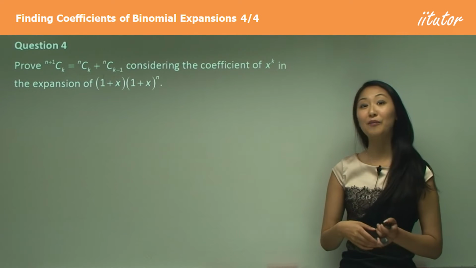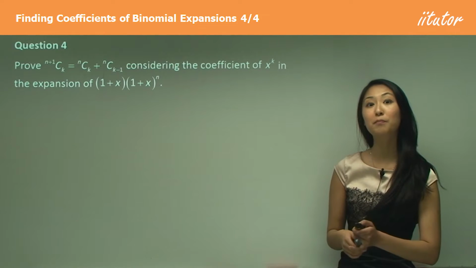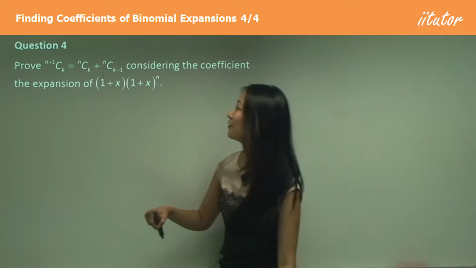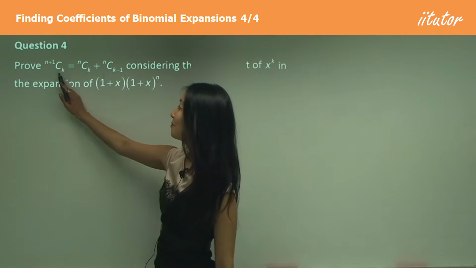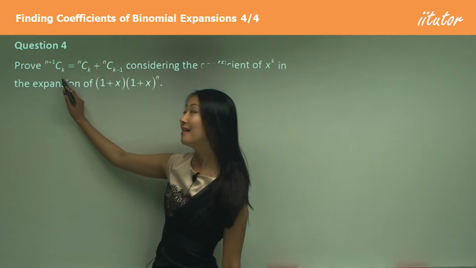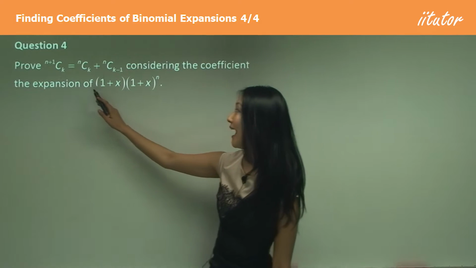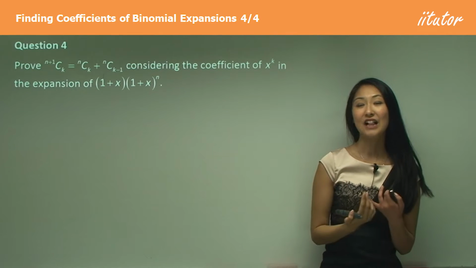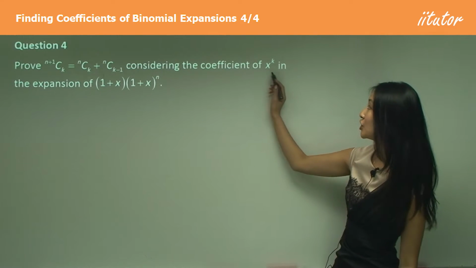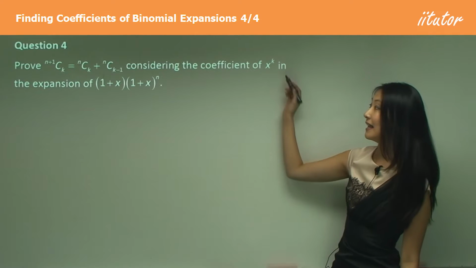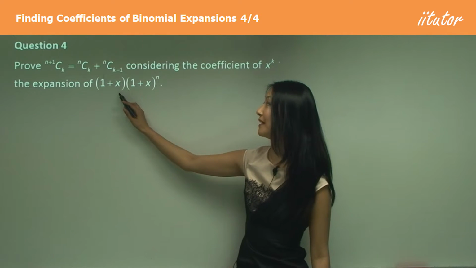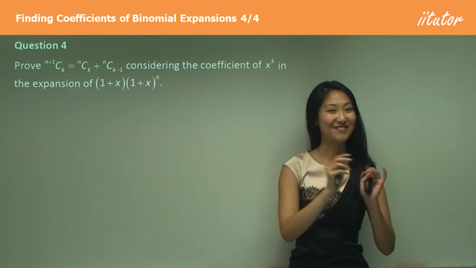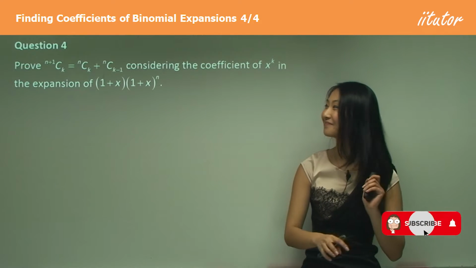Now, I'm not going to lie to you, this is probably difficult for you, but hopefully the way I explain it will make it a bit easier. So question 4: I want to prove (n+1)Ck = nCk + nC(k-1). And it's telling you to consider the coefficient of x to the power of k in the expansion of (1+x)^n. So now you can kind of see why we did all those practice ones before, right?